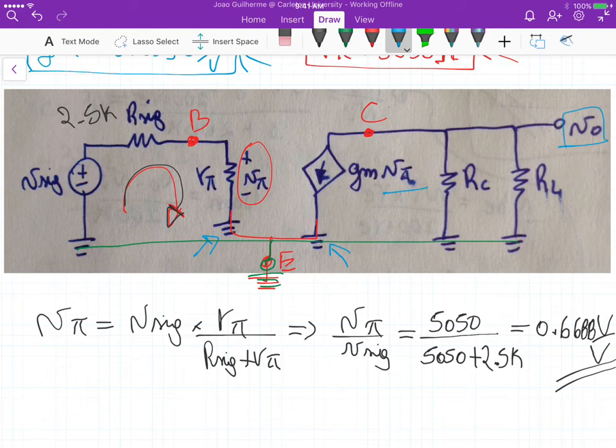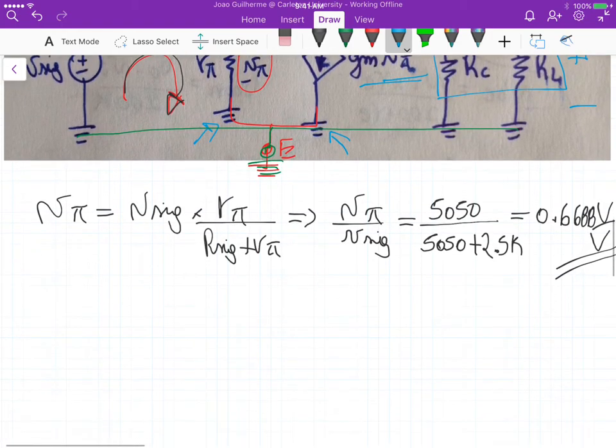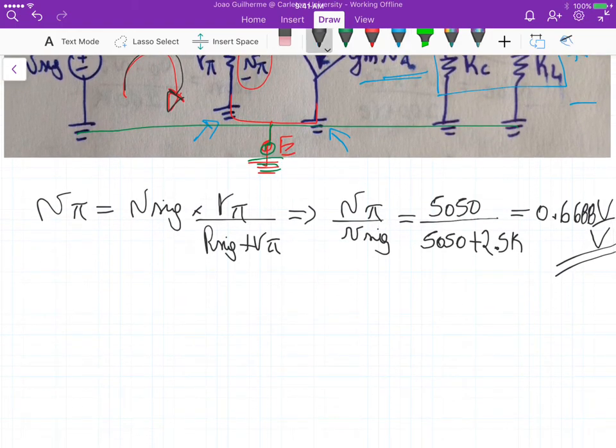Okay, now the second part is to determine the ratio between V out and V pi. And again, if we look at this circuit here, V out is the voltage across this parallel here, right? It's actually this current GM V pi, minus this current GM V pi, because it's going in the opposite direction of the polarity of V out, times the parallel between RC and RL. So we can basically calculate V out equals minus GM V pi times the parallel between RC and RL.